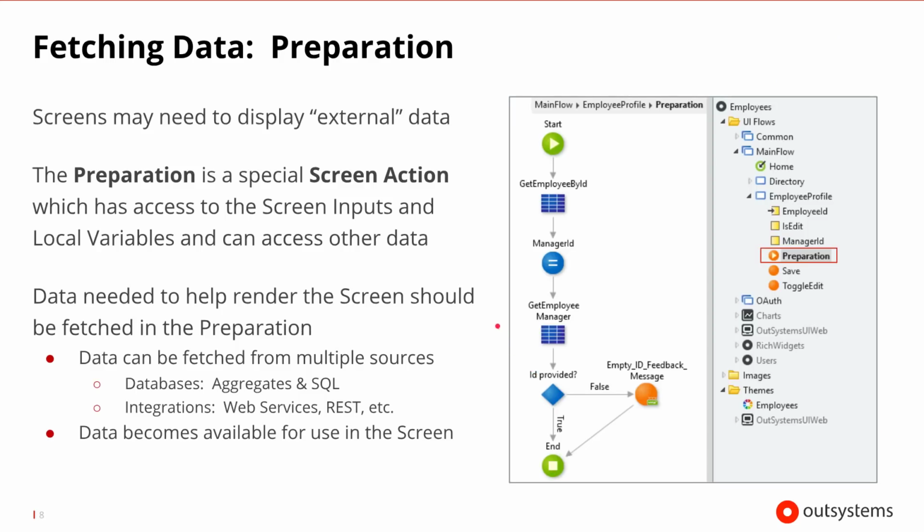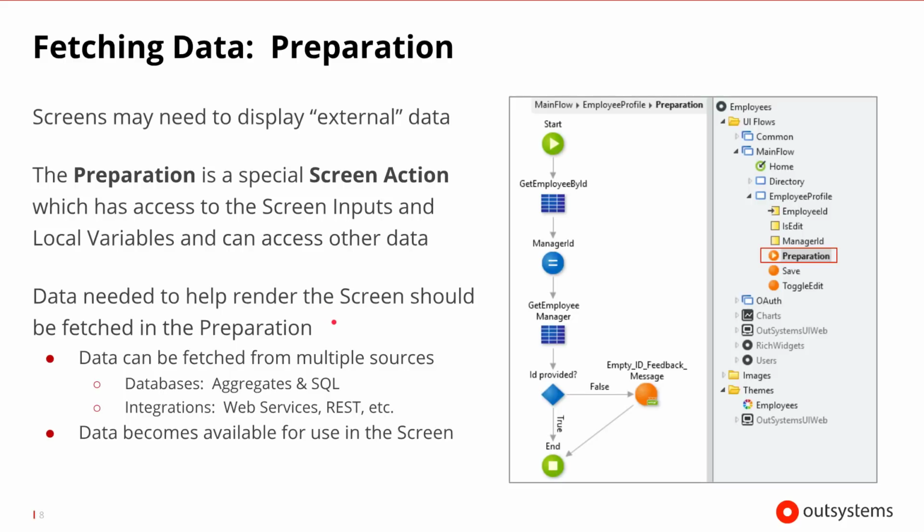So one important piece of that is that there is this preparation, and the preparation is what allows us to fetch data. So screens may need to display external data. When we say external, basically any type of data from outside the screen. So if we need data from the database, if we need data from somewhere else, the preparation is a special screen action which has access to the screen inputs and its local variables, and can then make calls out to get the other types of data that it needs.